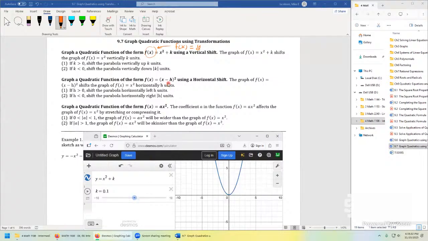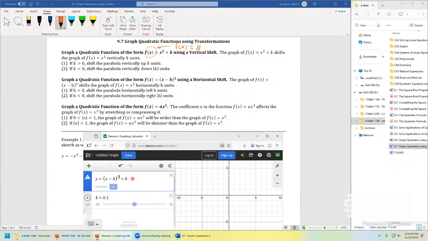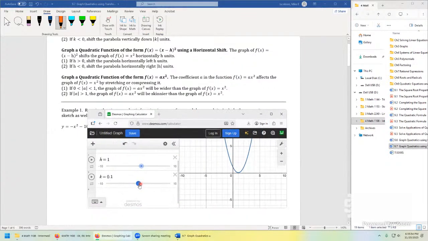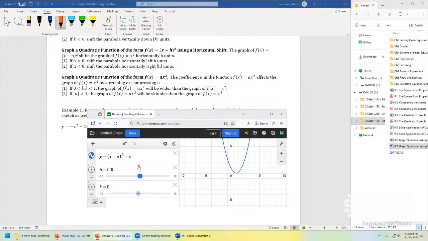The other component is the minus h. So let's go in here and put in x minus h to the power 2. Put in another slider for h. I want my k value to be set to 0. That's kind of hard to land on. There we go. H set to 0. And now if k is 0 and h is 0, we're back to f of x, or y equals x squared.